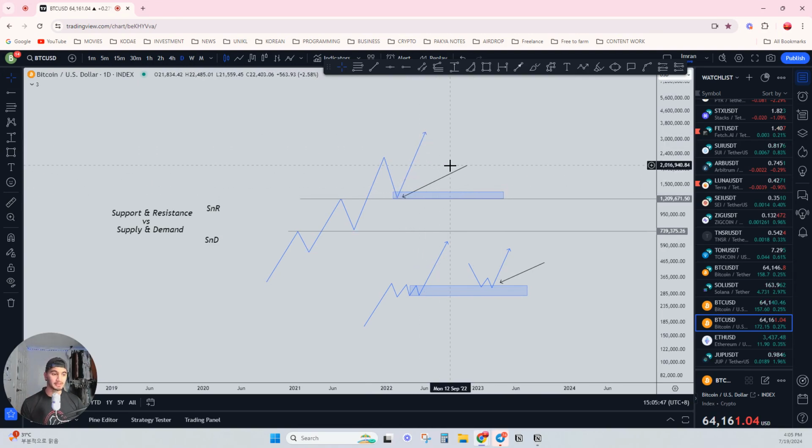So just to differentiate supply and demand versus support and resistance: support and resistance is a level you can see in the market where the price might test and go higher or lower from that level. Supply and demand is the starting point of an impulsive move. That's the difference, okay? That's the difference.